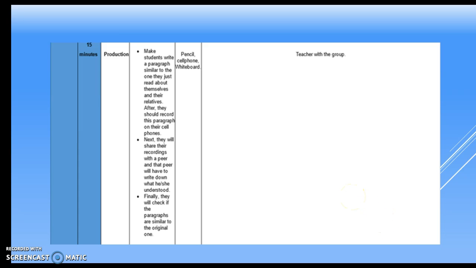We need 50 minutes for that. We need pencil, cell phone, and whiteboard. Here, we are going to make the students read a paragraph similar to the one they just read about themselves and their relatives. Afterward, they record this paragraph on their cell phones. Next, they share their recording with a partner, who writes down what he or she understood. Finally, they check if the paragraphs are similar to the original one.